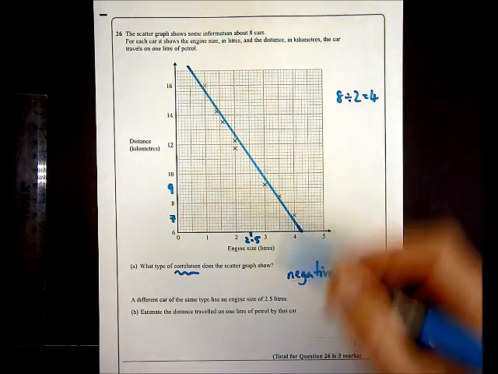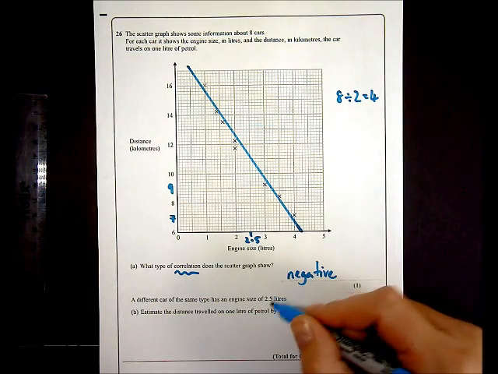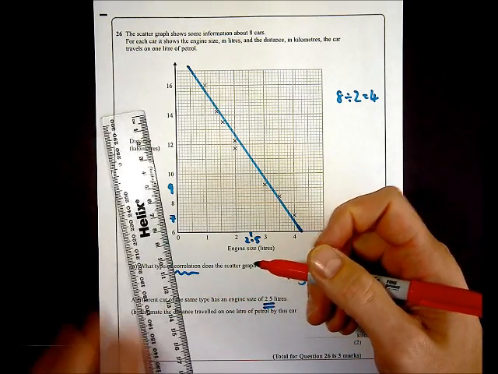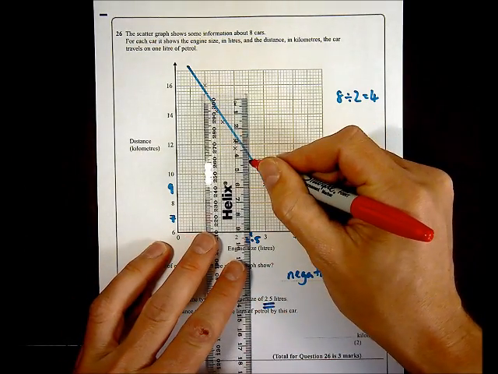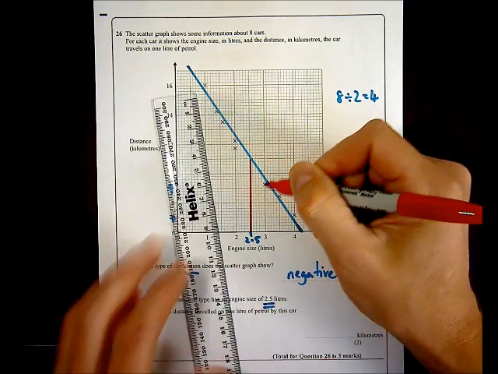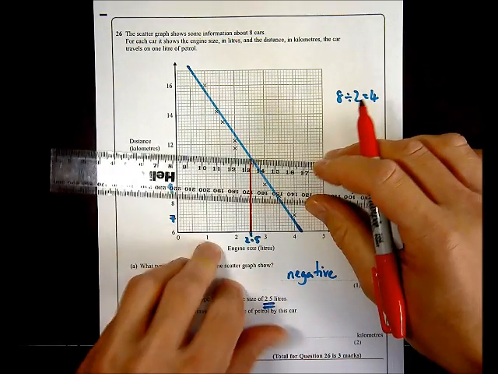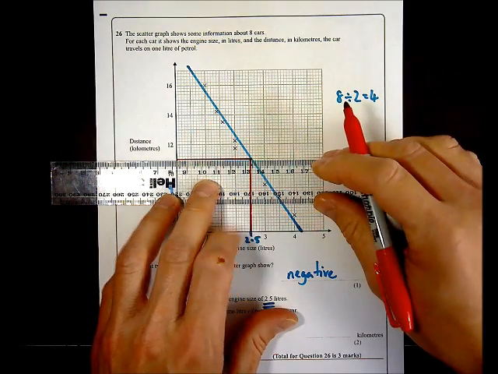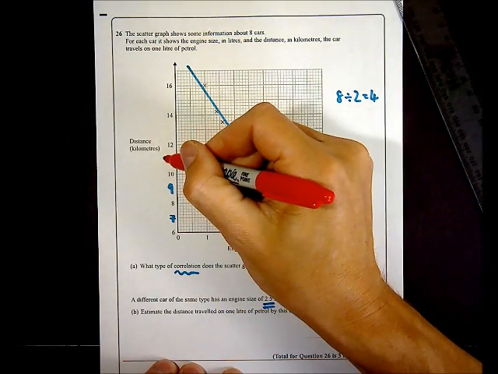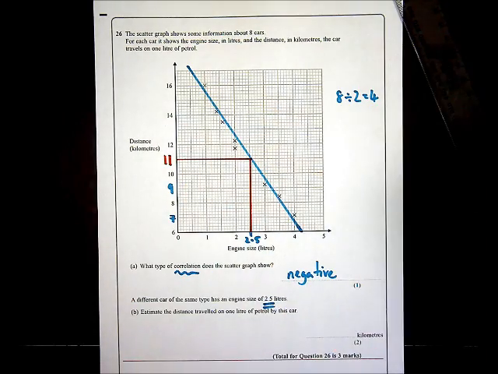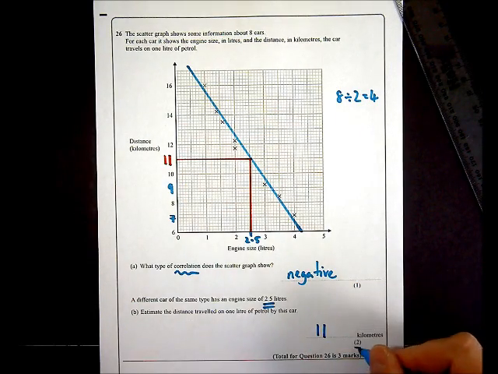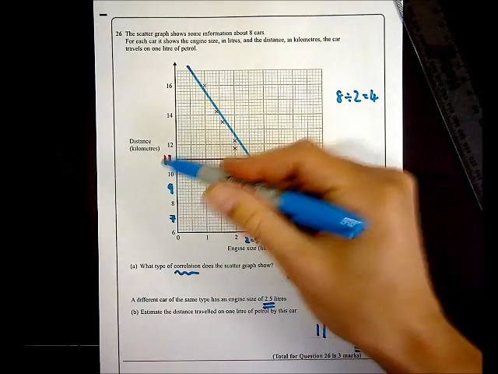Now, if a car has an engine size of 2.5 litres, I need to draw a line from my engine size of 2.5 litres until I hit the graph. And then I need to draw a line across from there to the distance in kilometres. And I can see that that is 11 kilometres exactly. So that will be 11 kilometres. Now there are 2 marks for this question. It's important that you draw on these construction lines to show you're working.